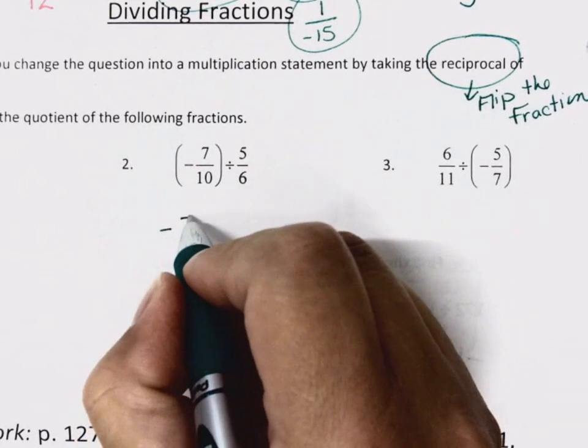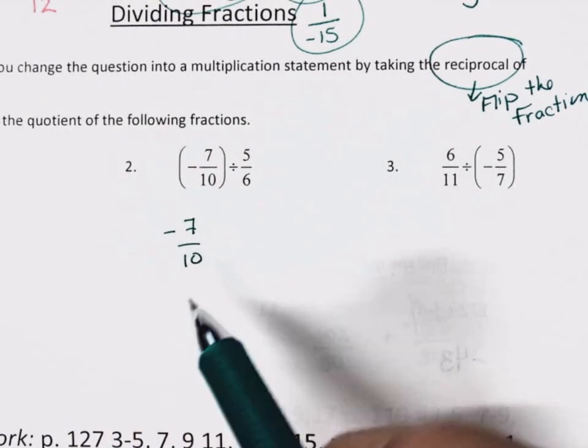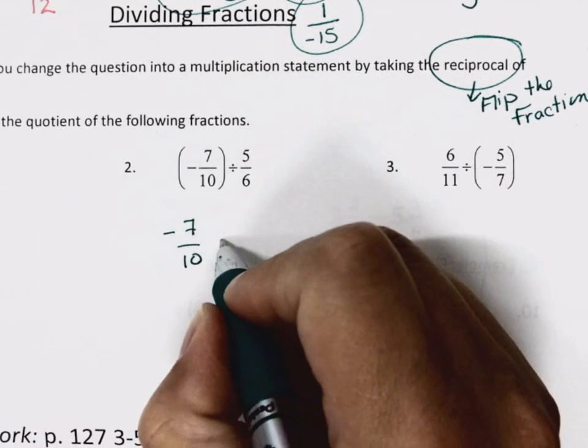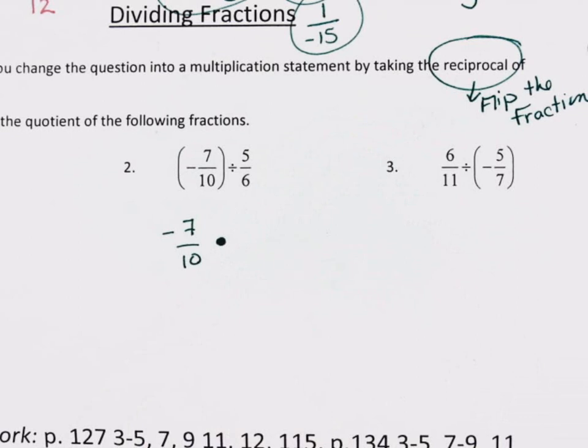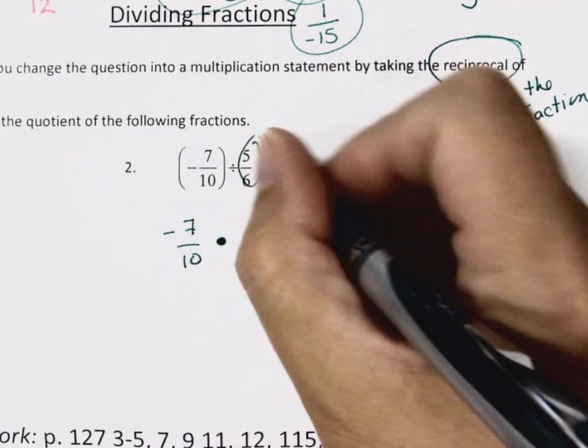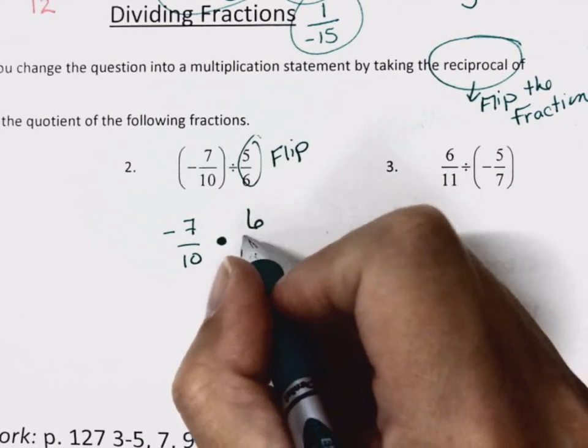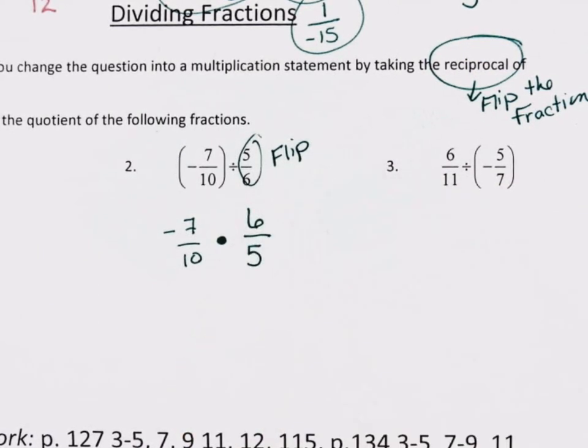So we keep the negative 7 over 10. You see how I moved that negative right up to the numerator? I don't know why I did that. I just did. It's okay. It's the same thing. So I change this to a multiply, and then I flip this one. So the reciprocal is 6 over 5.